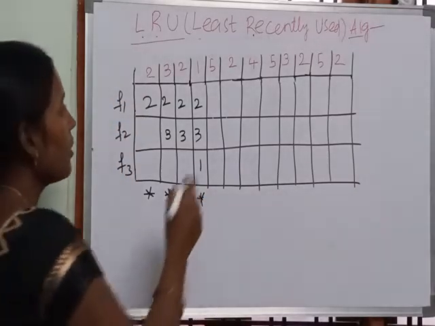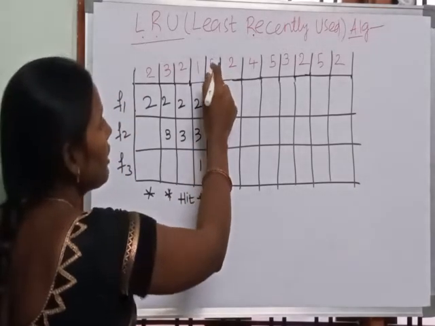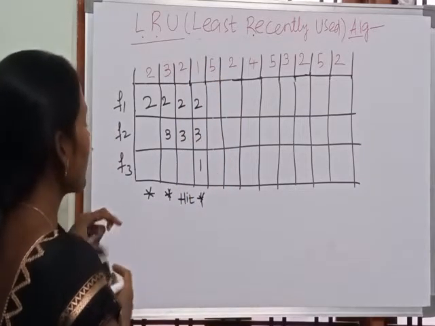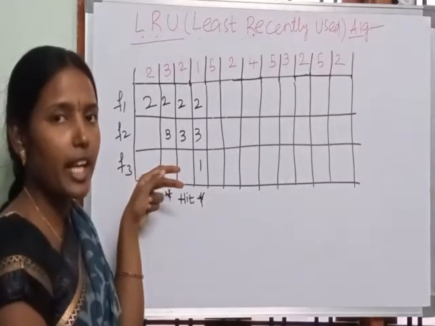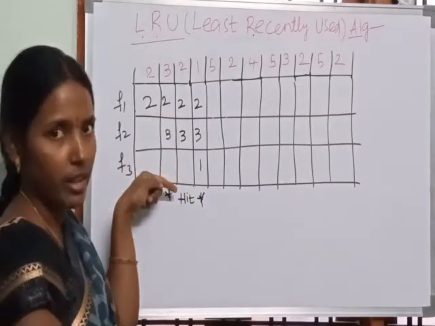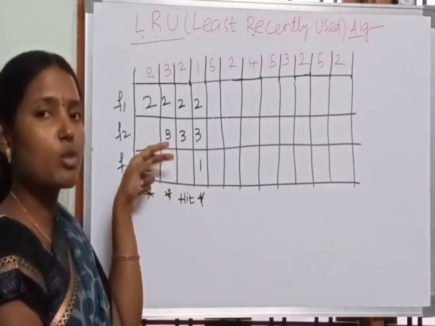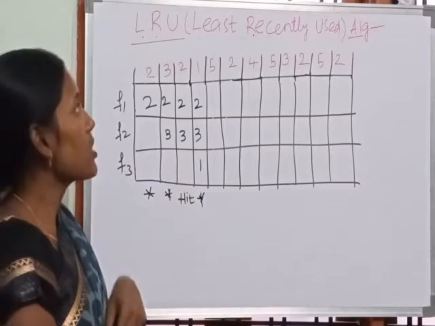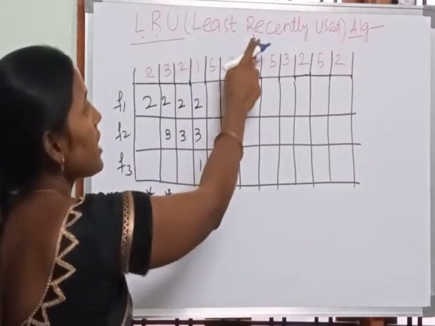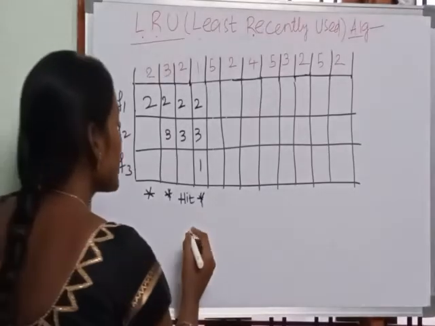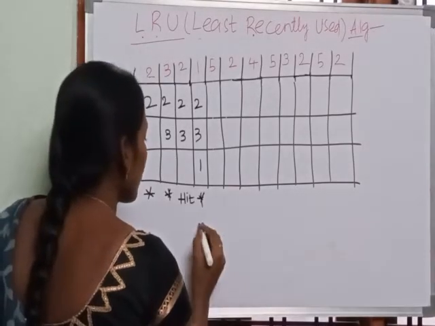Now 5 is to be entered. So 5 has to enter into the frames, but the frame is already full. So what do we have to do? We have to replace any one of 2, 3, 1. Which page has to be replaced depends upon the algorithm we are using. So what are we using? The least recently used algorithm.